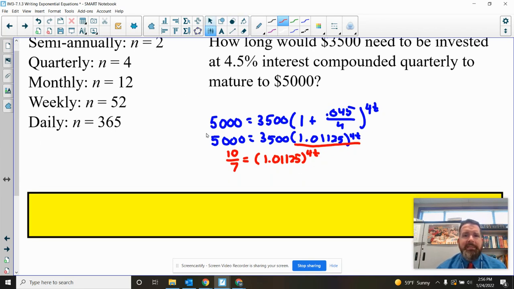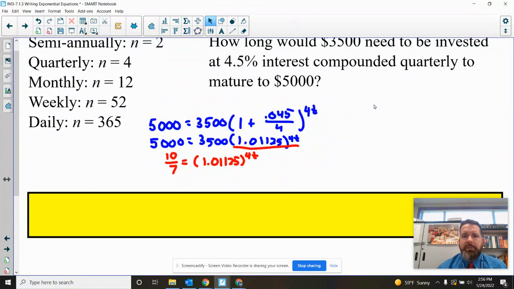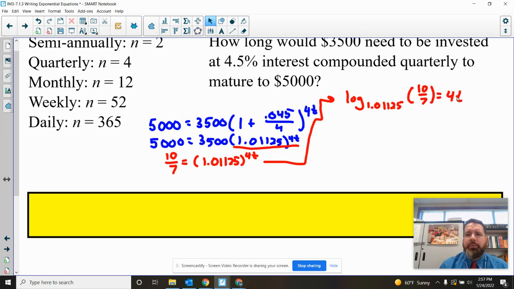And tell you what, just because I'm out of space, I'm going to move things over and come over here. So log base 1.01125 of 10 over 7 equals 4t. So this is just a number. I mean, it's probably not a pretty decimal number. It's just a number. So divide by 4 to finish off. t is this log divided by 4. Let's see how many years that is.